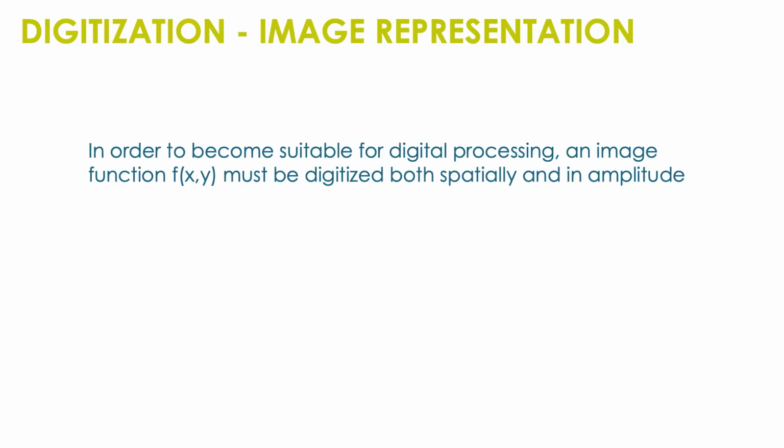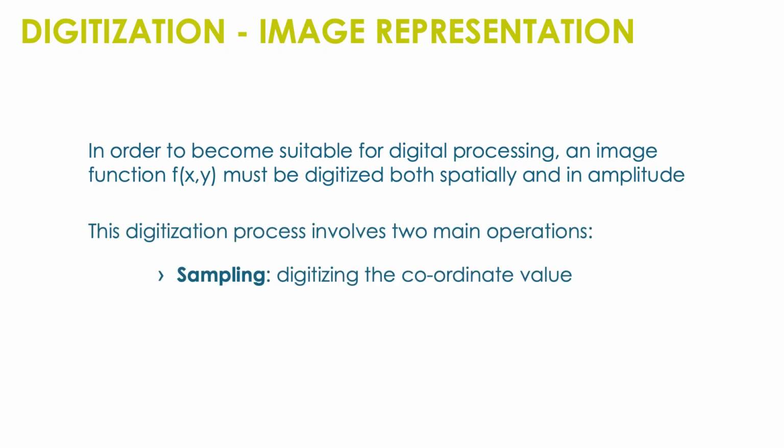To process it digitally, we need to digitize the image in both space and amplitude. We can use two steps, similar to what we have seen for audio: sampling and quantization. Sampling performs the digitization in space by dividing the image into a grid of pixels. Quantization, on the other side, performs the digitization in amplitude by assigning a finite amplitude value to each pixel. These processes are similar to audio, but occur in two dimensions.